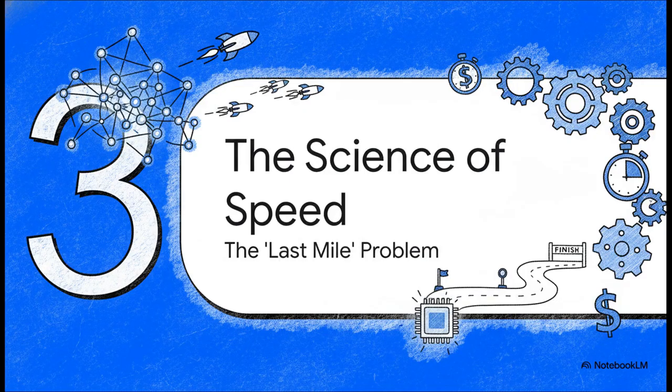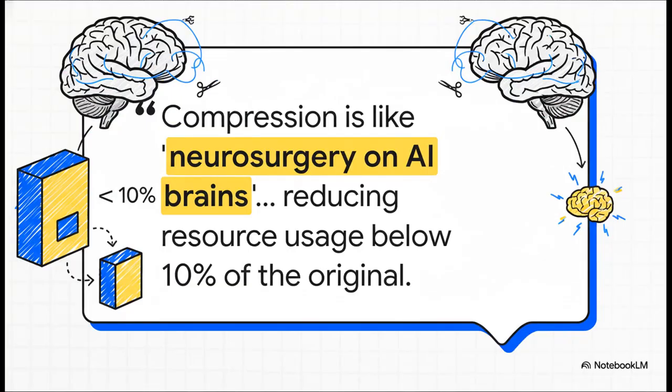All right, so you've designed this massive, brilliant model. Great. But now you've got to face what engineers call the last mile problem. How do you make this thing actually run fast enough and cheap enough to be useful in the real world? This, my friends, is where all that beautiful theory meets brutal reality. And there's this fantastic quote that really captures the challenge. It describes model compression as being like neurosurgery on AI brains. Think about that. It's this incredibly precise, delicate process of manipulating the model's structure to slash its resource usage, sometimes down to less than 10% of the original, all without losing its intelligence.